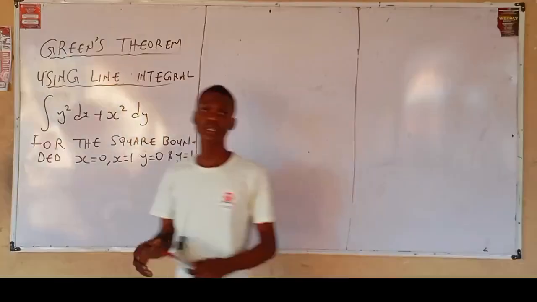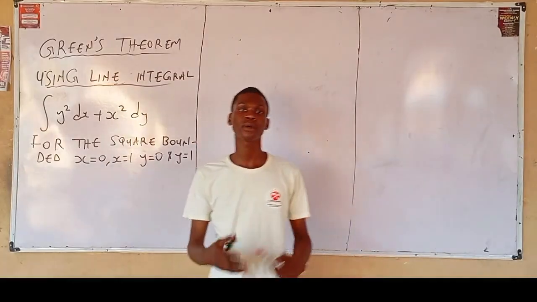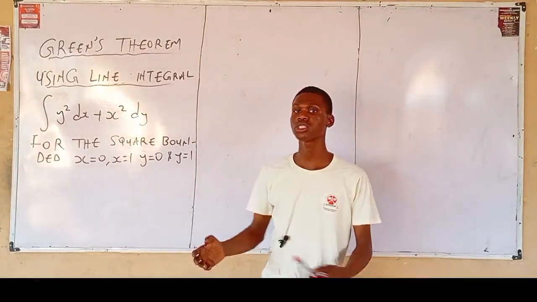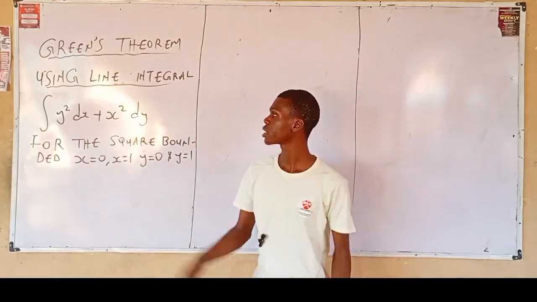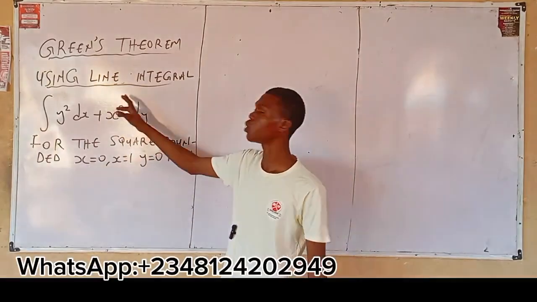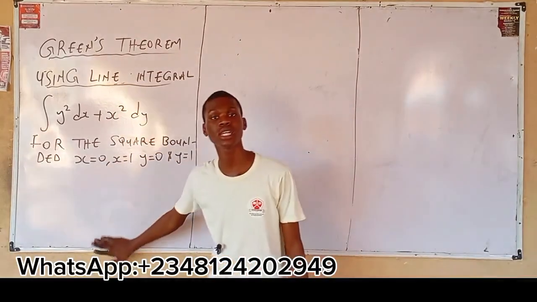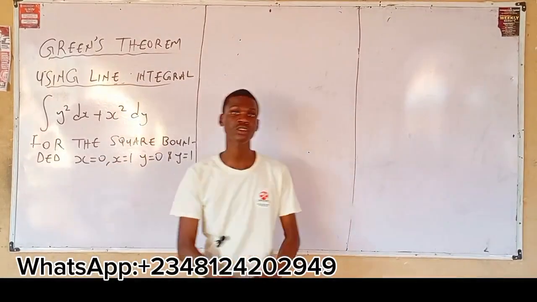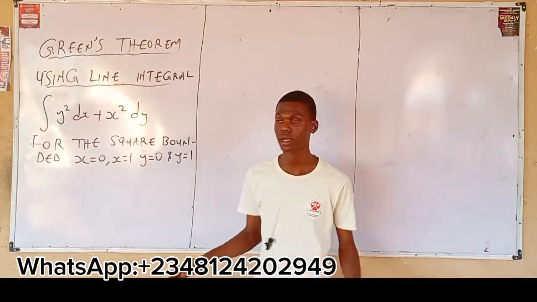Example 2. For this question, for this square, we've applied double integral. We got our answer. We got 0 when we use double integral. Now we want to use line integral as well. Meaning we must also get 0. If we get 0, it means that my Green's theorem is verified. If I'm not getting 0, it means my Green's theorem is not verified.